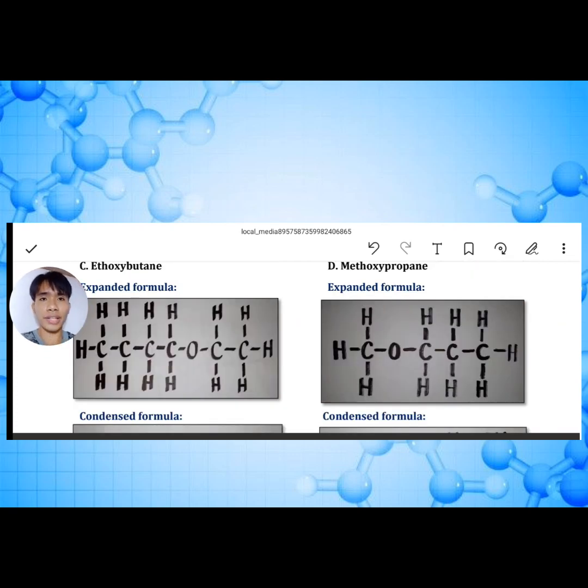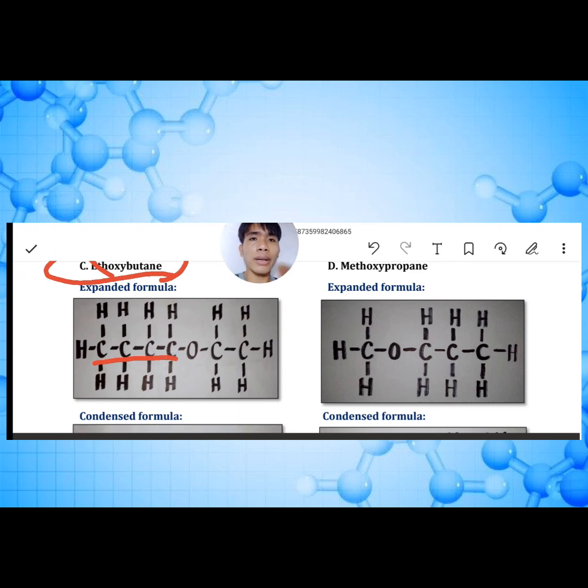So let's proceed to the other example. So this organic ether is named ethoxybutane. So the expanded formula of ethoxybutane is composed of 4 carbons, since butane is composed of 4 carbons. So this is the butane, and the other one is this ethoxy.